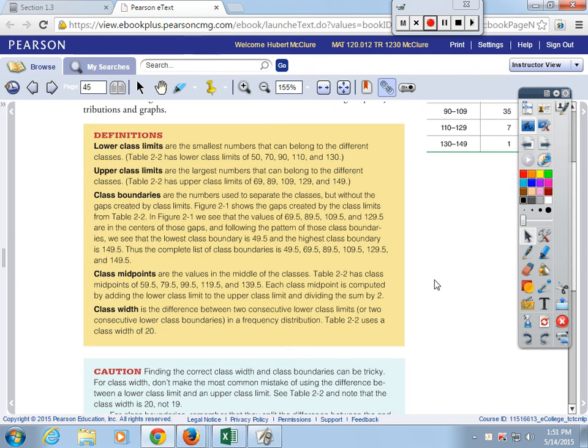All right. Now we're fixing to get into a little bit of math. Write those down. Just write down the names. It's on page 45. I want you to write down the names, and then beside the names, write down how to get it. I don't want you to write down the definition. Just write down lower class limit, upper class limit, class boundaries, class midpoints, class width.